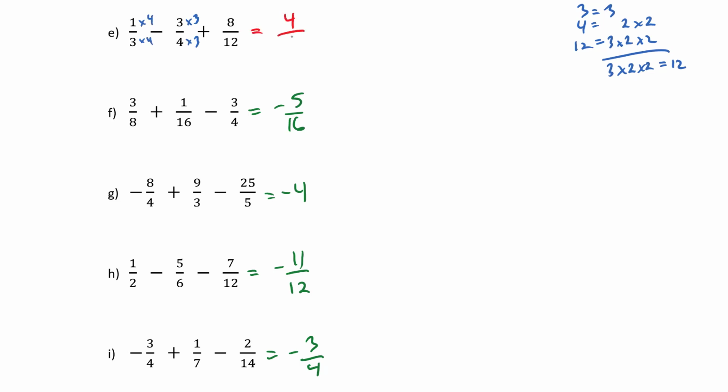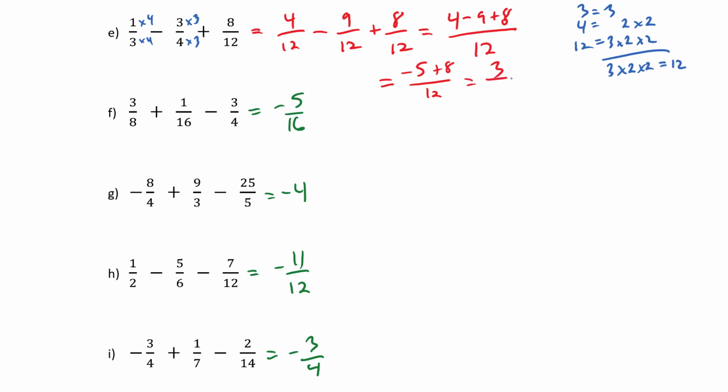We then do the math. 4 over 12 minus 9 over 12 plus 8 over 12. Combine those together. We get 4 minus 9 plus 8 over 12. In the end here, we get 4 minus 9 is going to be minus 5. Let's write that down. And then we get minus 5 plus 8, going to be positive 3 over 12. We can simplify that down. Take a 3 out of the top and the bottom. And here we get 1 over 4. Answer to this one is 1/4.